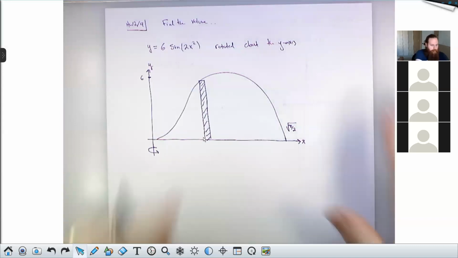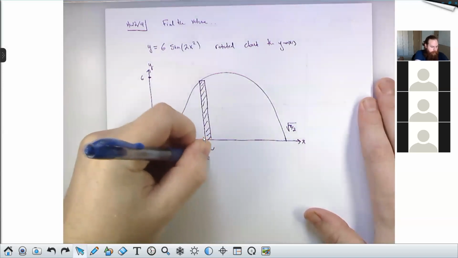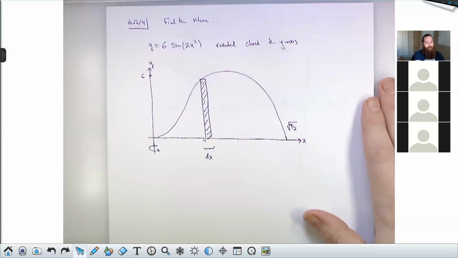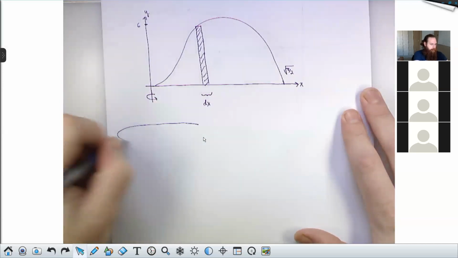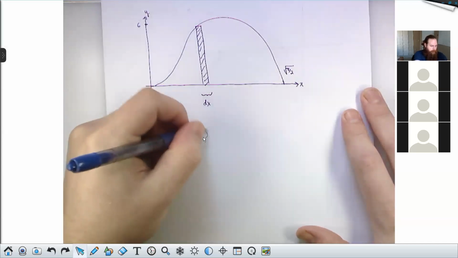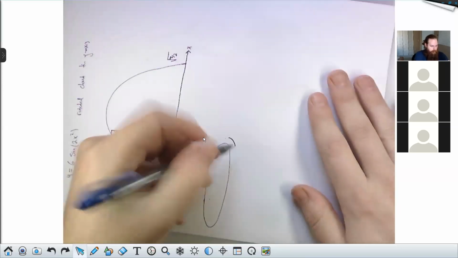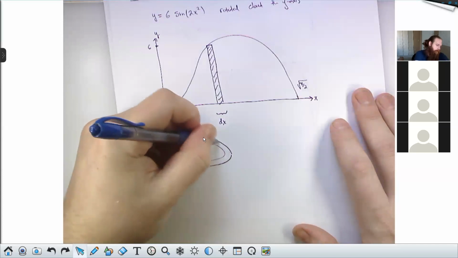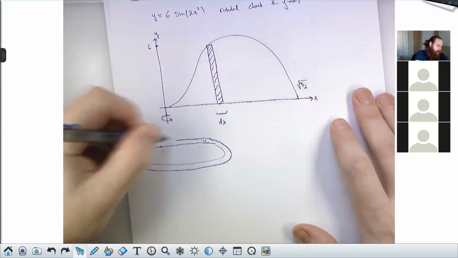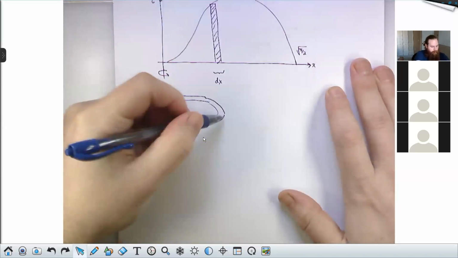And again, I'm thinking of this strip as being very, very narrow. I've drawn it quite thick, but it's a differential thickness. If I were to revolve just that strip, then the solid I would get looks something like this.